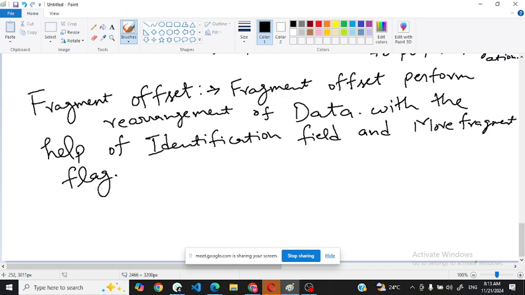So, Lakshman, can you tell me why we are using both the identification field and the more fragment field? We can use a single one, more fragment. If more fragment is zero, it means nothing is coming. Then why are we using both?